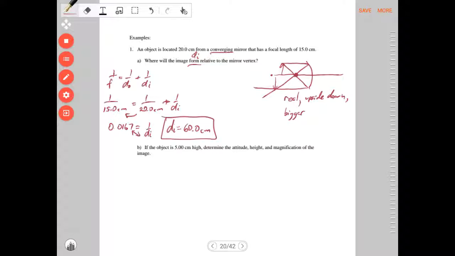And it's positive, so that means, now I've drawn my picture, obviously not very well, but that's all right, this image should be way over here somewhere if we were drawing to scale. So 60 centimeters is a lot further away, so this is real. We still can't tell that it's upside down, but we do know that it's bigger because it's further away. So now let's look at B.